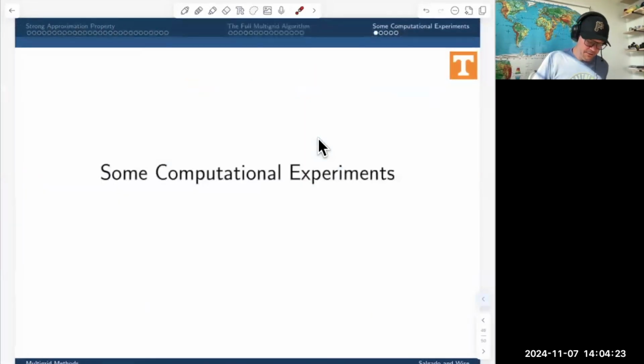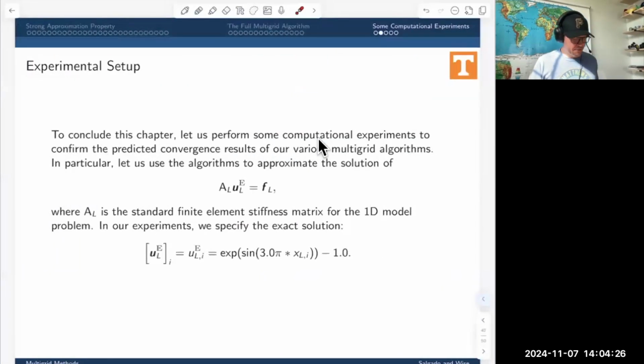So, all right. Some computational experiments. I'm cheating because we did all this work in multiple space dimensions, 2 and possibly 3, but I'm going to show some computational results in 1 dimension. So in that sense, cheating.